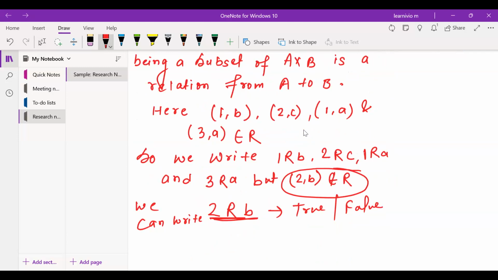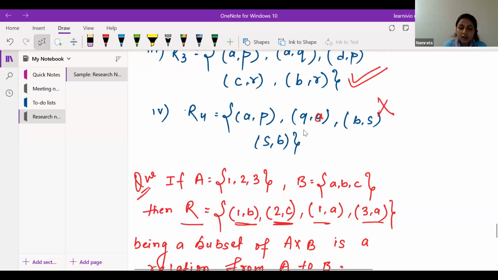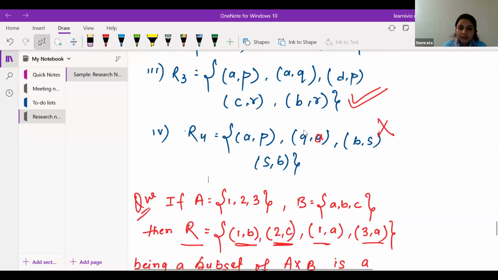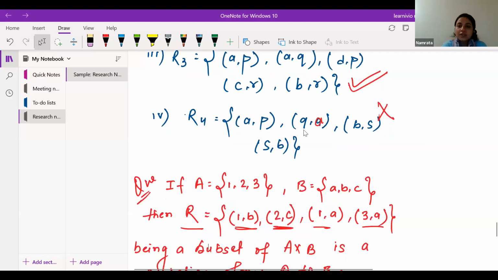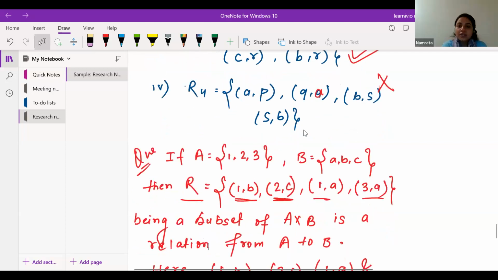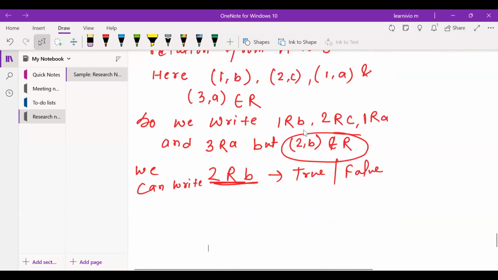No, ma'am, we can't write. Yeah, we cannot write because 2b is not there in our set R. Let's see whether it's there or not. 2b is not there. Can you see R? Yes, ma'am. 2b is not there. So 2 will not be in relation with b. Okay? Is it clear? Yes, ma'am.